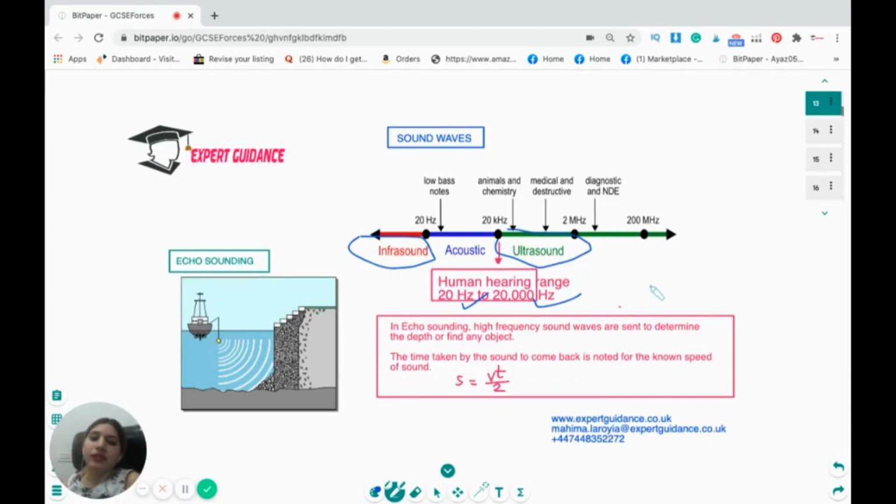But ultrasounds are very important. They are used in echo sounding. They're used to determine the depth of any object. We send the sound waves. They are bounced back. We notice how much time they have taken, and we know the velocity, like what was the speed of the sound wave. And we can work out the distance by doing v times t over 2. Okay, because distance is speed into time. And since the distance is double, we divide by 2 so that we can work out at what distance the echo is coming from.